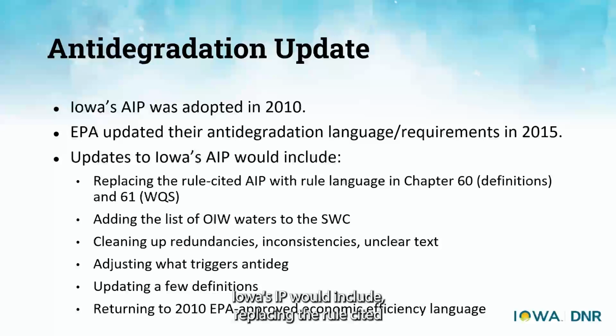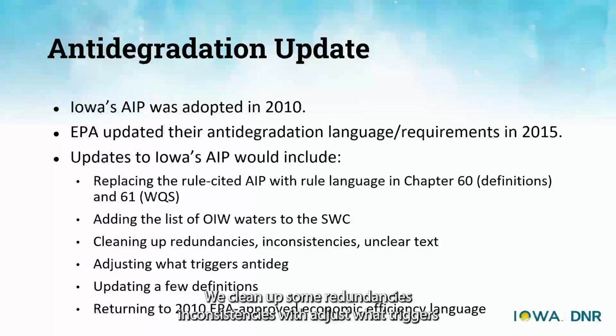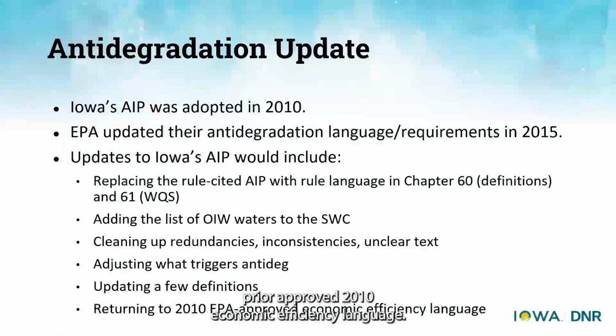Updates to Iowa's AIP would include replacing the rule-cited AIP with actual rule language in Chapter 60 and 61. We would add the list of outstanding Iowa waters to the surface water classification document. We'd clean up some redundancies, inconsistencies. We'd adjust what triggers anti-deg. A few definitions would be updated, and then also return to EPA's prior approved 2010 economic efficiency language.